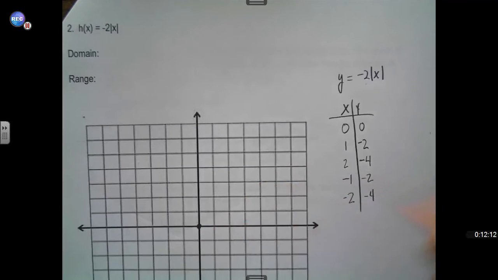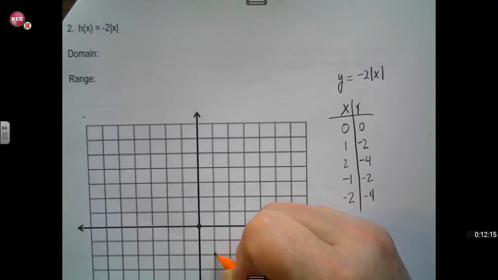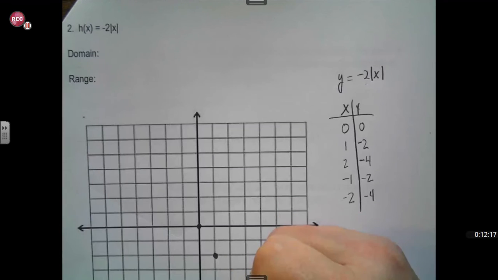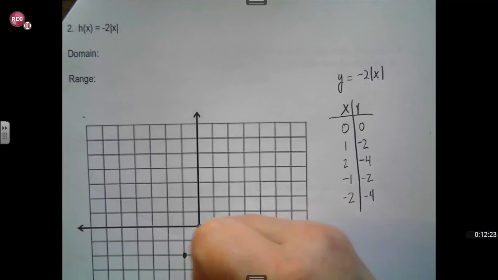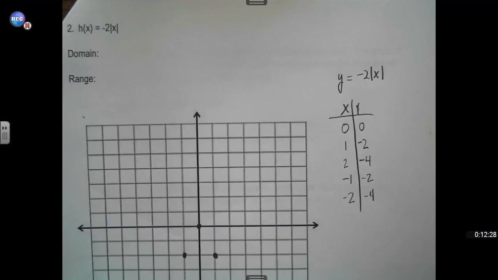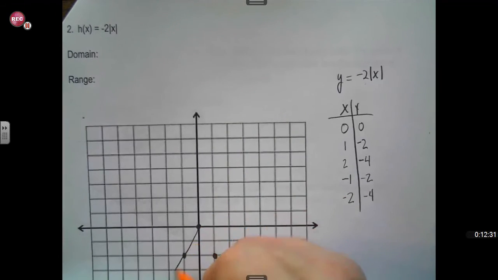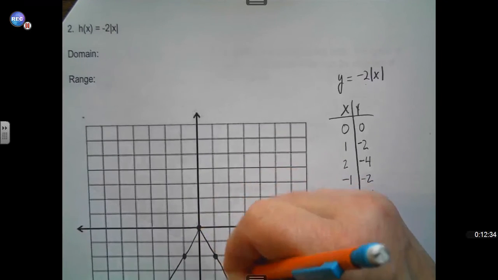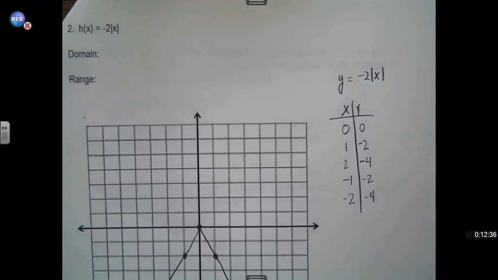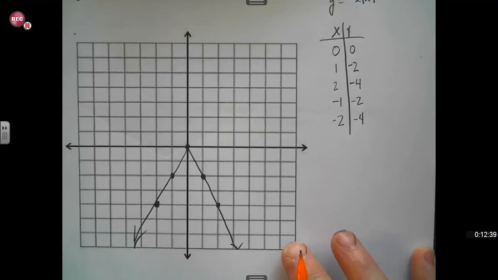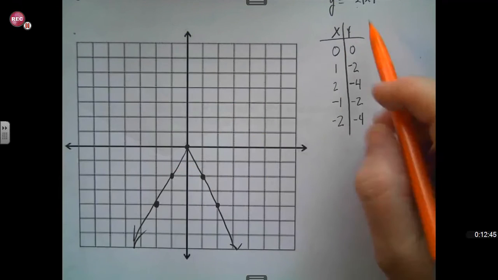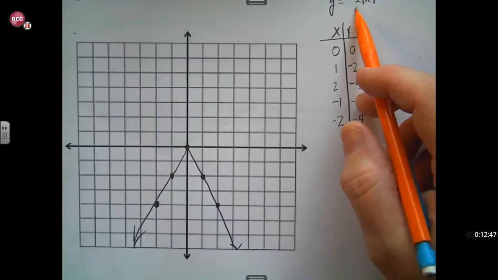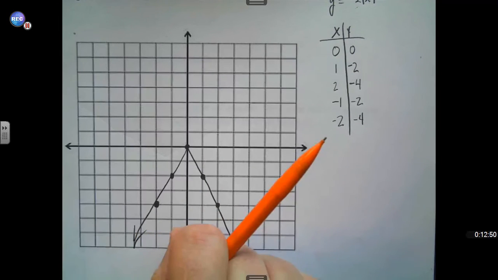0, 0, 1, -2, 2, -4, and I can either use my axis of symmetry or plot the point. This is what we get. And so talk about this. This graph is skinnier than what my parent function was, if you notice. It's not as flat. And in fact, that number in front, as it gets larger, skinnier and skinnier this graph will become. Okay.